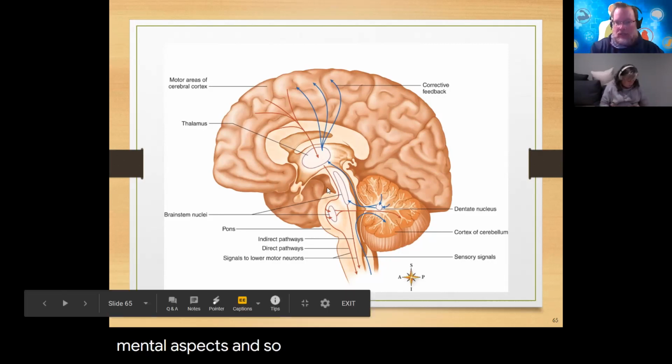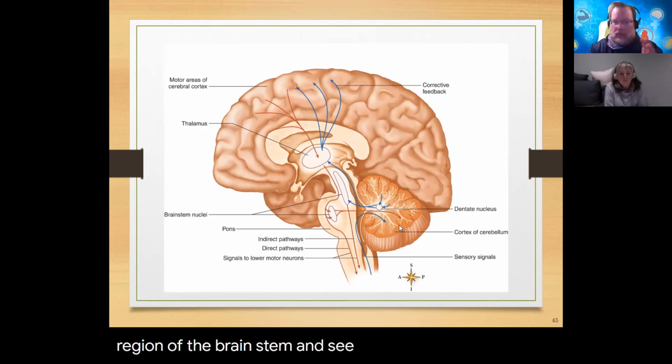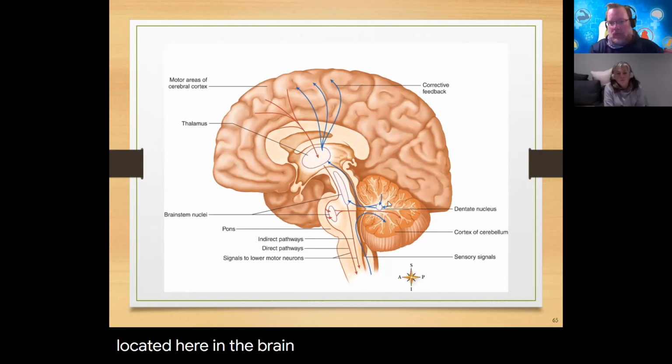And so they tell us that based on this reticular activating system and structurally, this region of the brainstem and cerebellum is your most basic physical aspects. This regulates your physicalness, your muscle tone, your muscle movements, your ability to breathe, your heart rate, just some of the most basic, what makes us physical is all located here, in the brainstem and cerebellum.